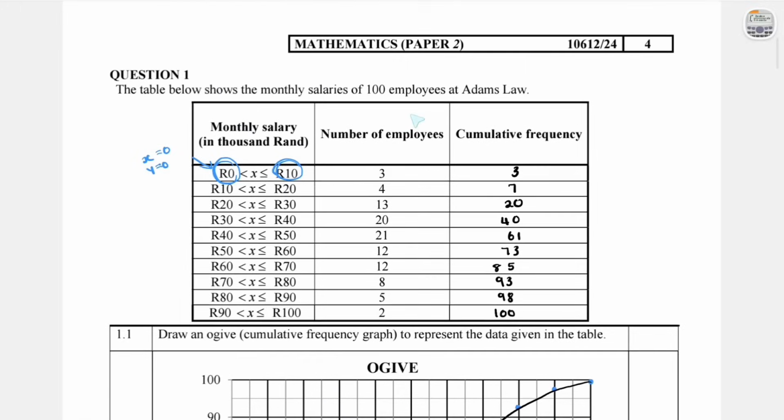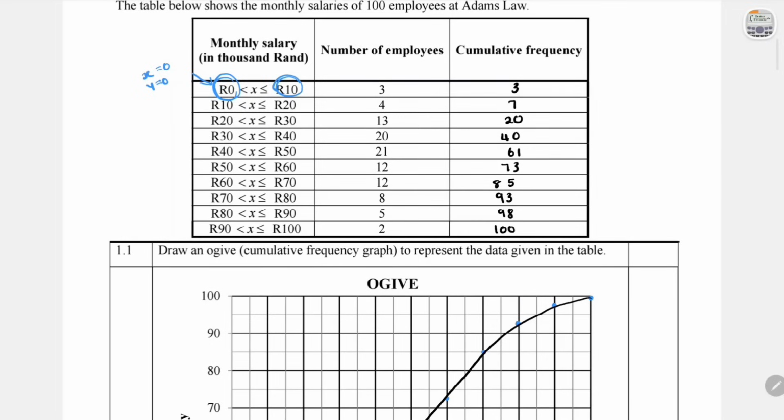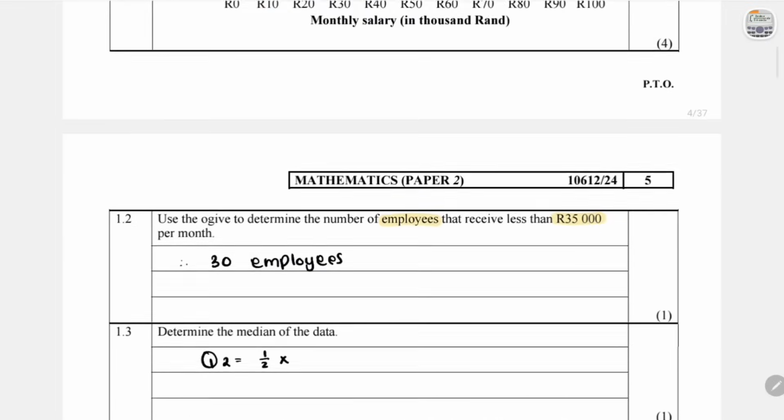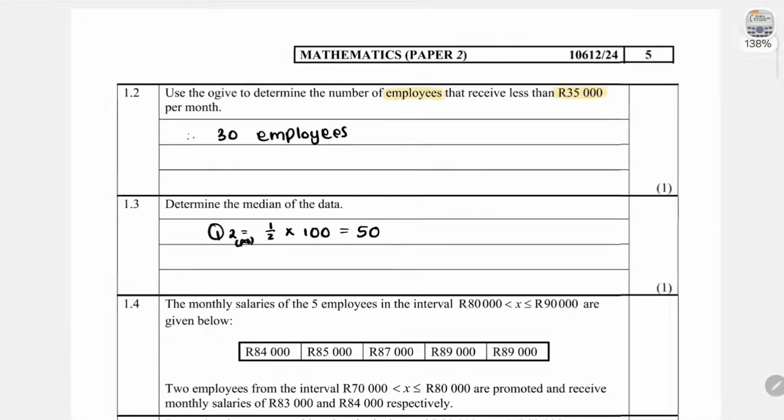And there are exactly 100 employees. They say that here, but we can also see it when we summed up the cumulative frequency. So we're going to say a half multiplied by 100. Now that gives us 50. So this is just the position of Q2. It's not really Q2 yet. So it means that we will find the median at the 50th person.